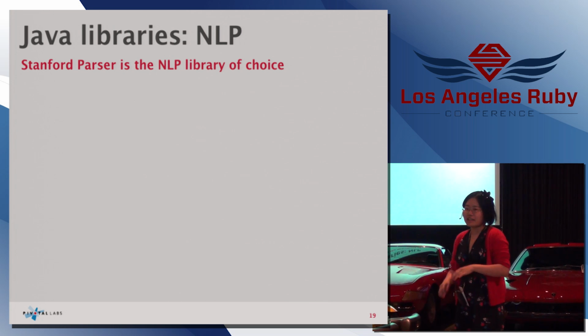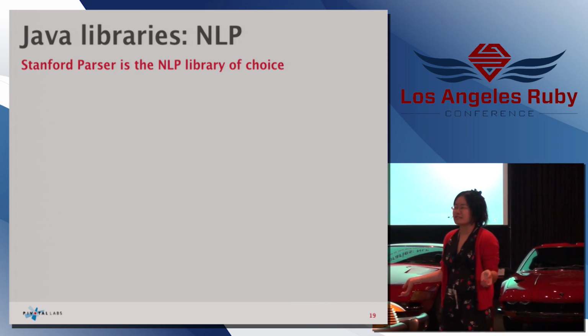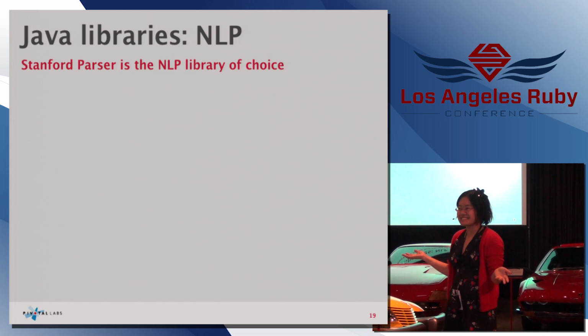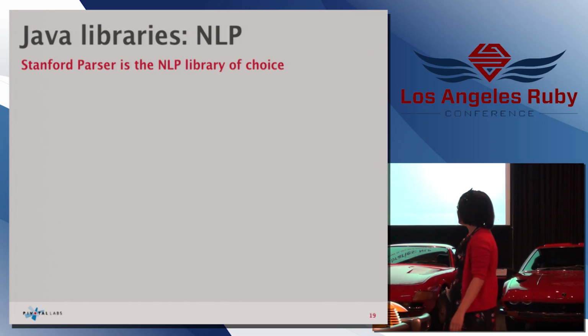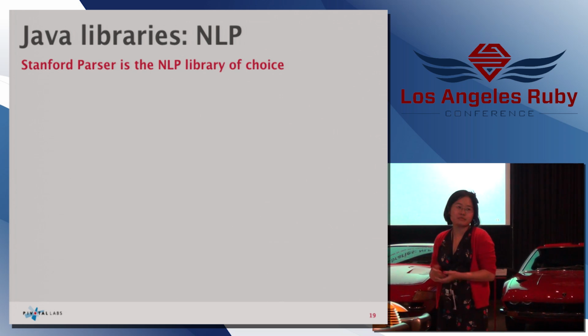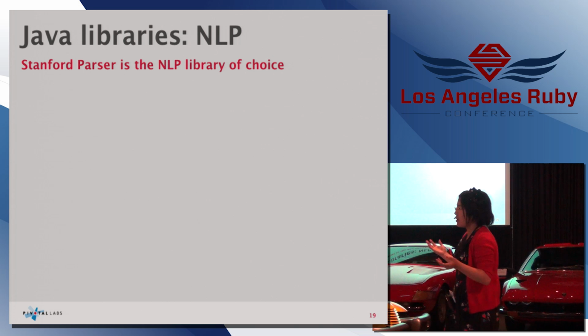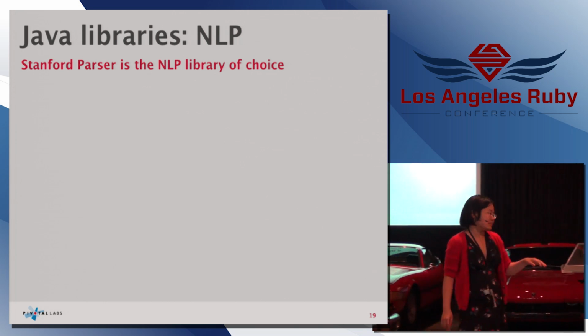If any of you guys are interested in doing natural language processing, the Stanford parser is the NLP library of choice, and it's implemented in Java. And if you're using JRuby, you can call it just like it was a Ruby library.